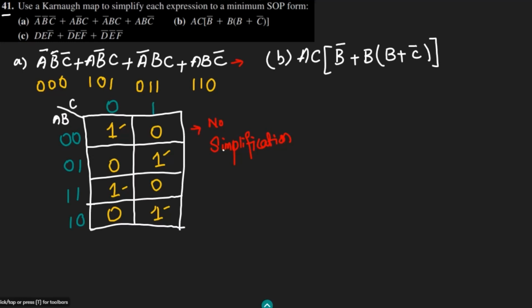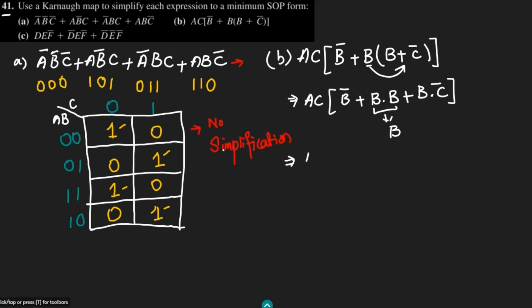So first multiplying this with all the terms here, I get AC B complement plus B dot B plus B dot C complement. As this is B dot B, it will be B, because x dot x is always x. So now I will have AC B complement plus B plus B dot C complement. These are the terms which we have.